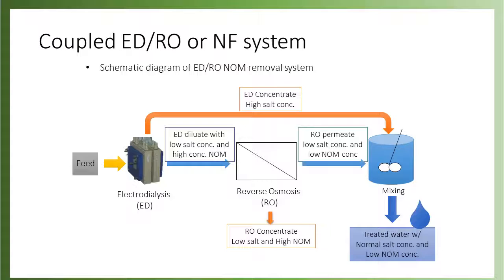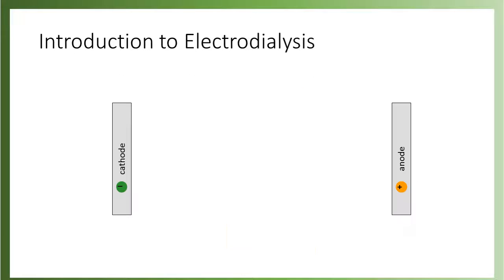Because the RO gets rid of almost all salts and also NOM, we need to add a little bit more salt from the ED concentrate. Then we can get the treated water with normal salt concentration and low NOM concentration.